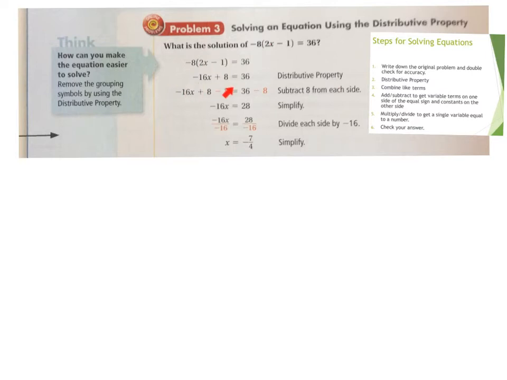Now it looks like the problems we've been solving. So there's no like terms to combine. We can go ahead and subtract the 8 from both sides. So negative 16x equals 28. Now we can multiply and divide, and again divide off that negative 16, and x is negative 7/4. And then your check, you plug that back in to the original equation here, and then solve according to order of operations to prove that it's true.